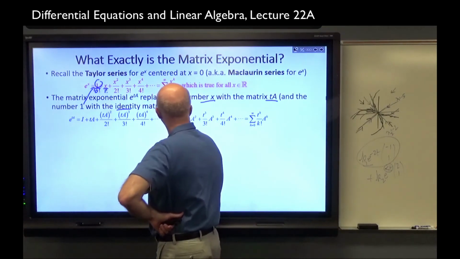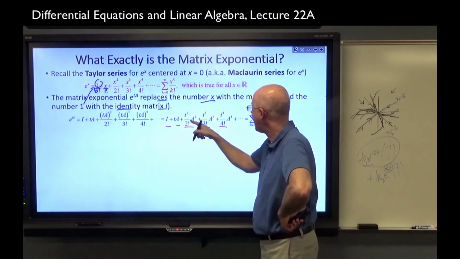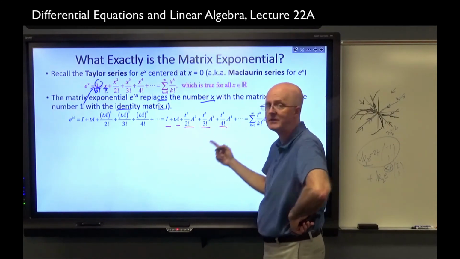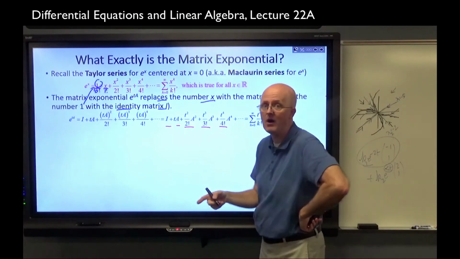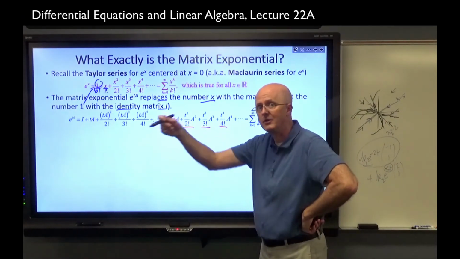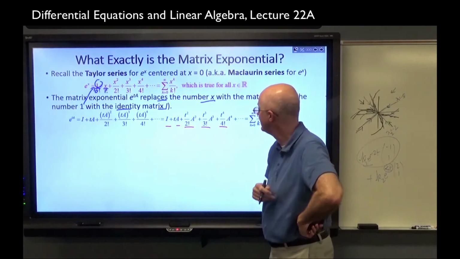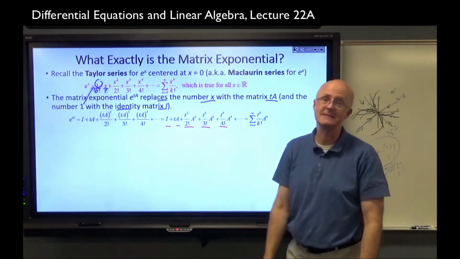These are all matrices. The I, the A squared, the A cubed, the A to the 4th are all matrices. The t's and the t squareds over 2 factorial, etc., are all scalars, but a scalar times a matrix is a matrix. You multiply entry by entry. These are all matrices, all being added up into an infinite sum of matrices.